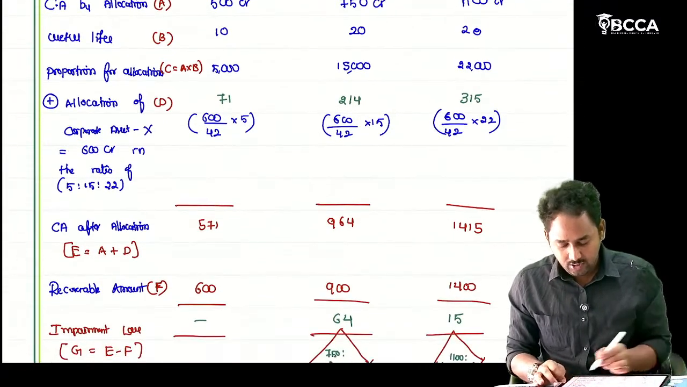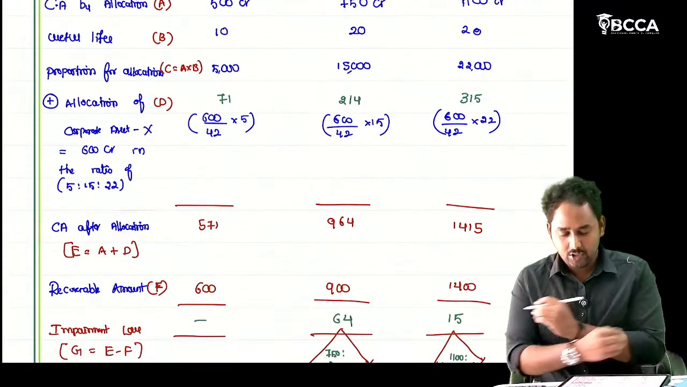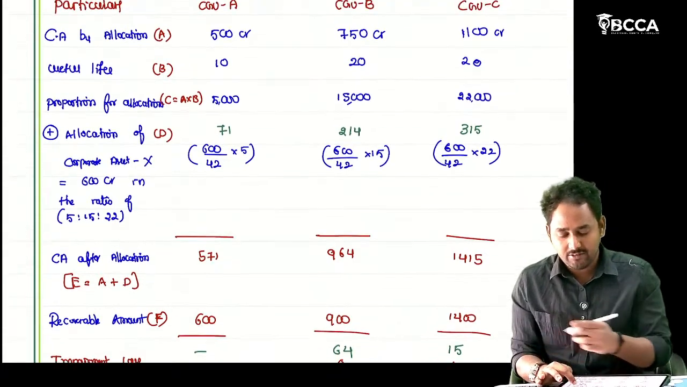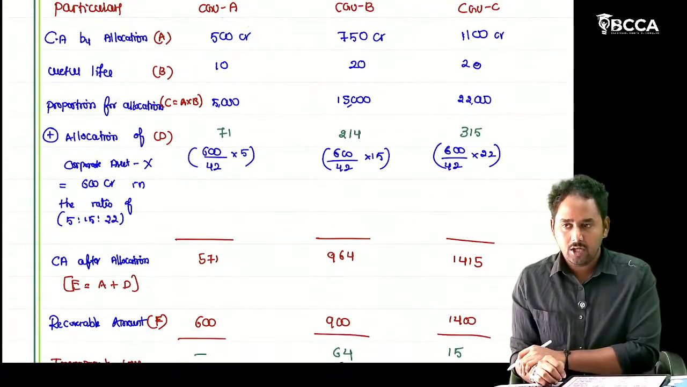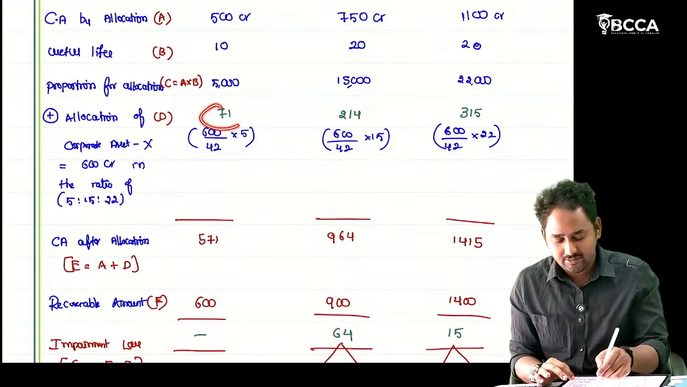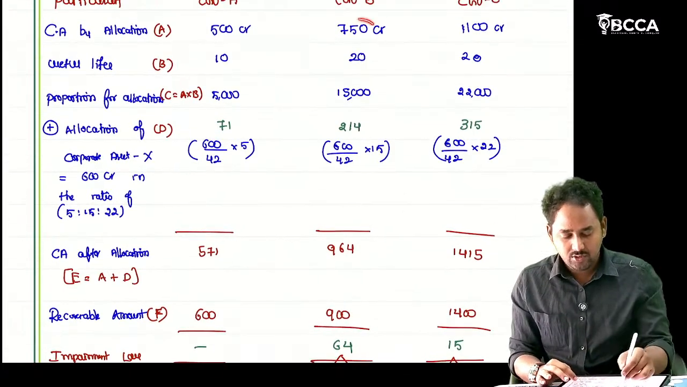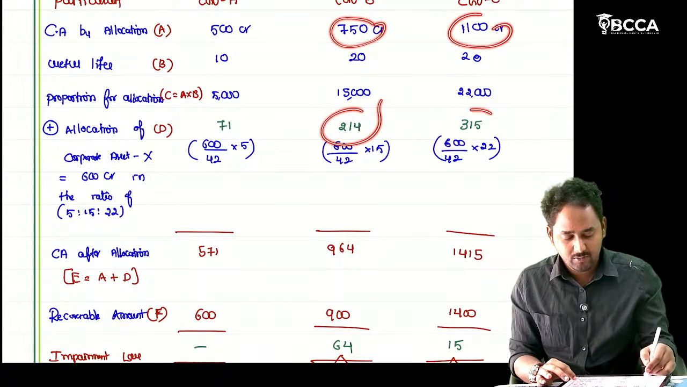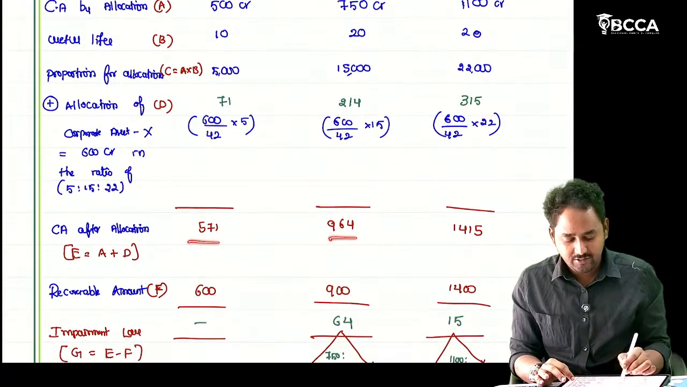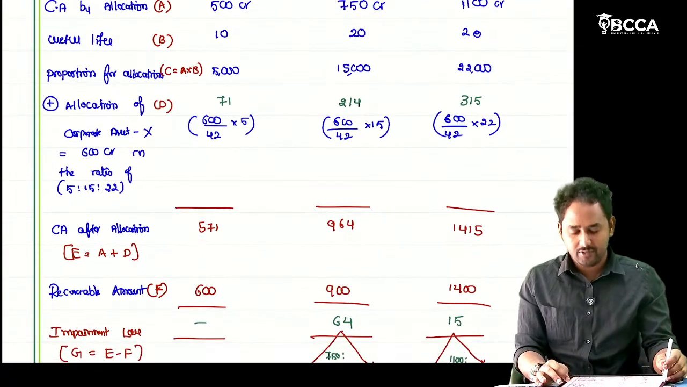Then I got the carrying amounts after allocation of the corporate asset. So what is the original carrying value before allocation? 500. And what is the share of the corporate asset? 71. So 500 plus 71, 750 plus 214 and 1100 plus 315. Then I got 571, 964 and 1415.